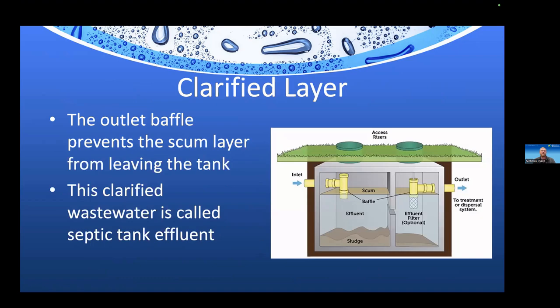So our clarified layer, which is that clear layer again in between the scum and the sludge. That's what we want leaving the tank. And we call that septic tank effluent. So over the course of time, your scum layer will build up and your sludge layer will build up. And eventually they'll become so thick that that nice clarified layer is no longer there. And that's why we recommend pumping your septic tank according to a good schedule.